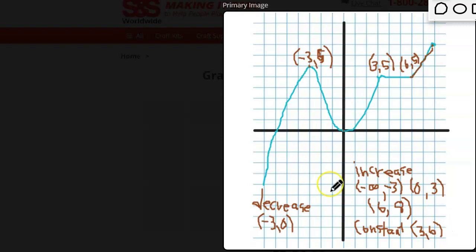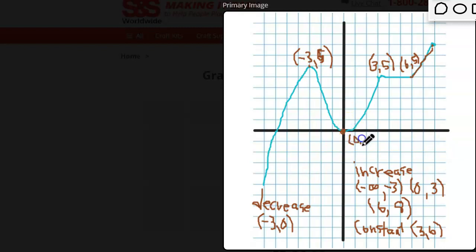All right, now, one more, really two more definitions. Maximums and minimums. A maximum is a high point or a mountain on a graph. So let's notice that there's a maximum at negative 3, 5. It's the top of a hill. There's also a minimum right here at 0, 0. It is the bottom of a valley.